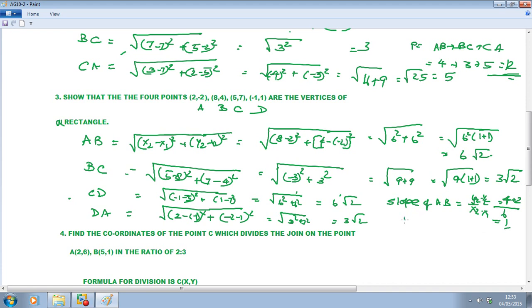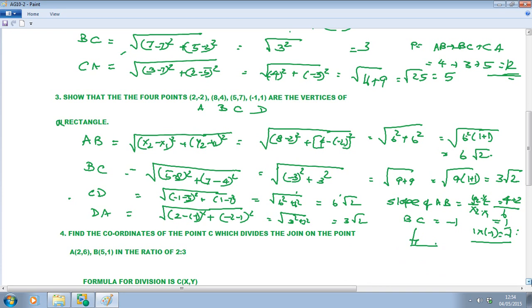Similarly, if you find the slope of BC, it is minus 1. So the product of the slopes is 1 multiplied by minus 1, which is minus 1. So AB and BC are perpendicular. If the product of the slopes is equal to minus 1, one angle is 90. What is the opposite angle? That is also 90. Similarly, the other two angles are also 90.